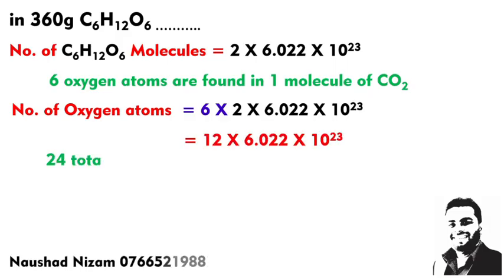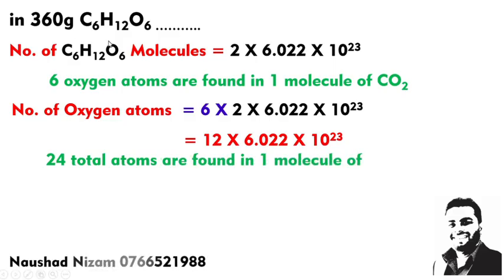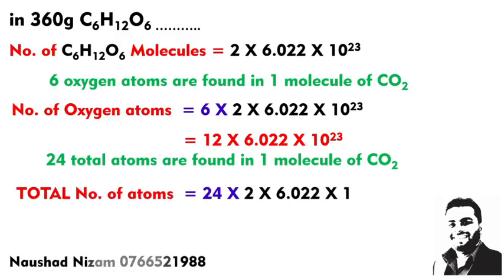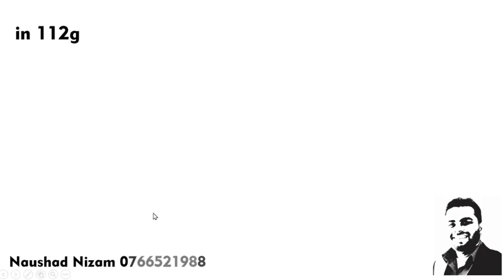That is 12. And for the total number of atoms, in one glucose molecule you have 24 atoms totally. So now you have this many molecules, and then you multiply by 24 into 2 into 6.02 into 10 to the power 23 and get 48, around 48 into 6.02 into 10 to the power 23. Similarly, you can do it with all.